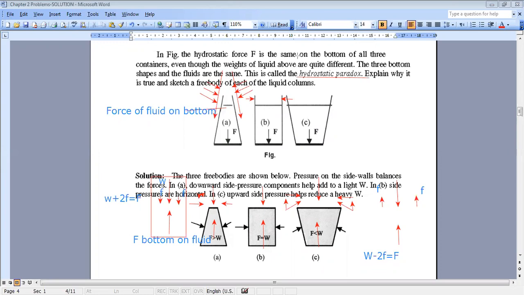Okay, so you are applying 3 different weights in A, B, and C, while you are obtaining the same force of the fluid on the bottom, which might seem weird to you, but when you do the analysis, you can see why the force is not equal to the weight in all cases. Okay.